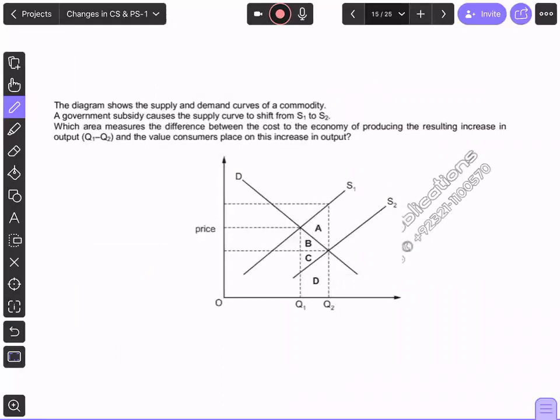The diagram shows the supply and demand curves for a commodity. A government subsidy causes the supply curve to shift to S2. Which area measures the difference between the cost to the economy of producing the resulting increase in output quantity Q1, Q2 and the value the consumer places on this increase in the output? हाँ भाई, कौन सा area आपको show कर रहा है the cost, what is the cost of the subsidy and the value consumer places.